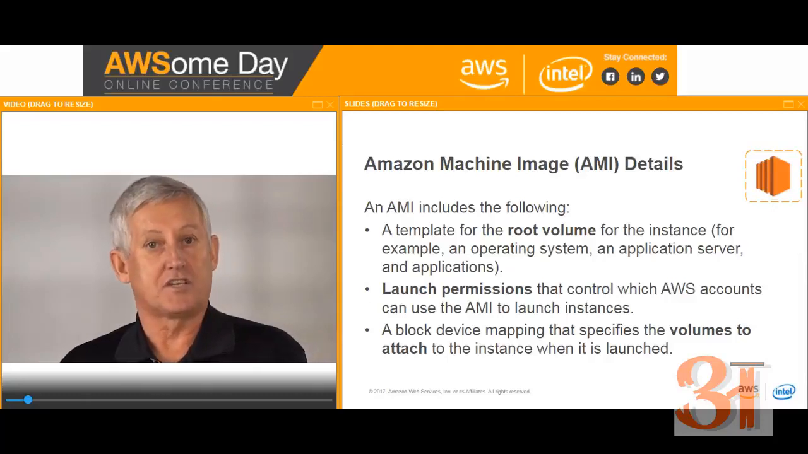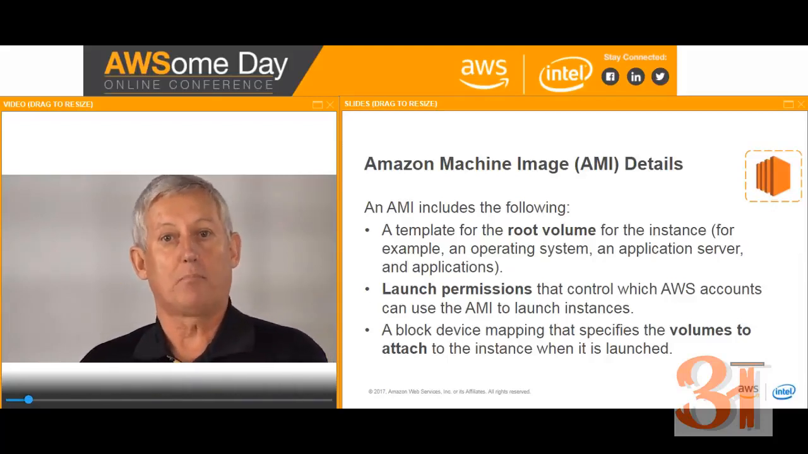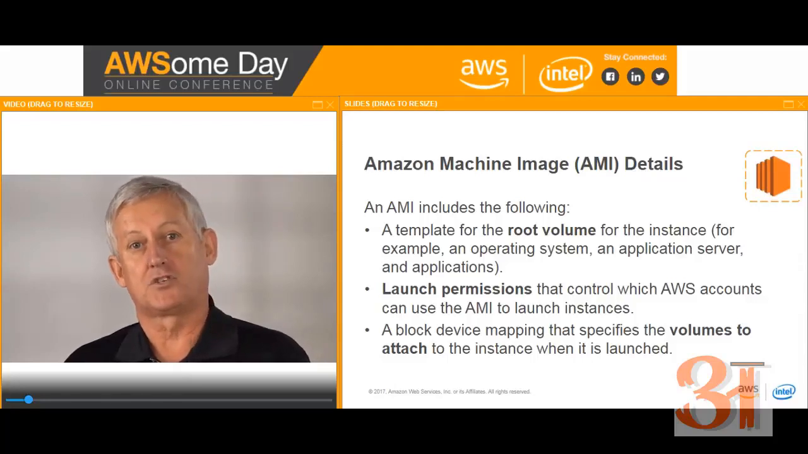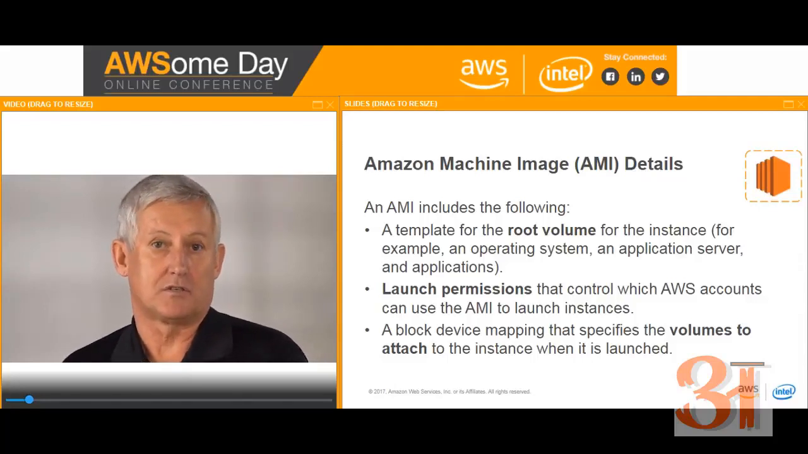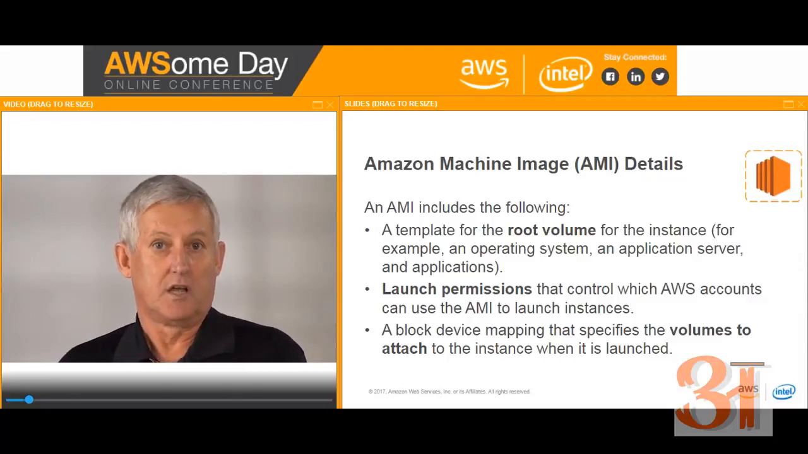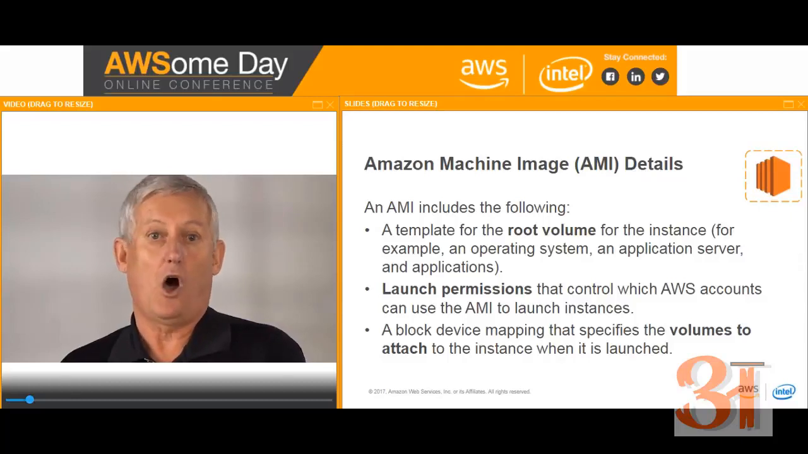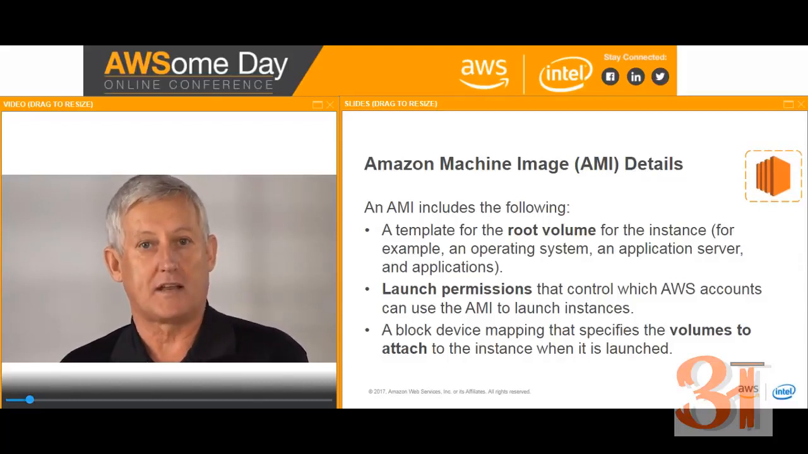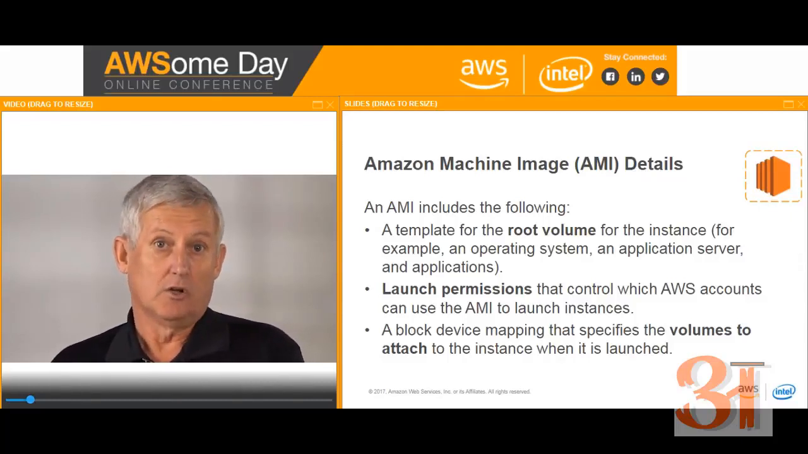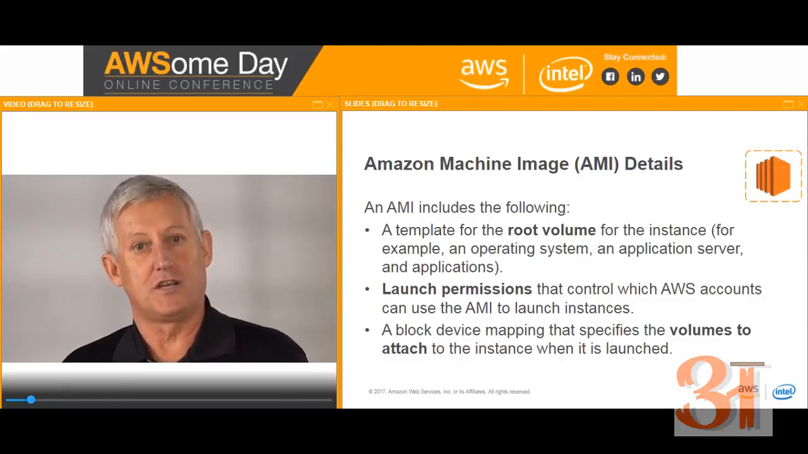An AMI is a template that contains a software configuration such as an operating system, application server, and applications. You use an AMI to launch an instance, which is the copy of the AMI running as a virtual server on a host computer in Amazon's data center. You can launch as many instances as you want from an AMI, and you can also launch instances from as many AMIs as you need.